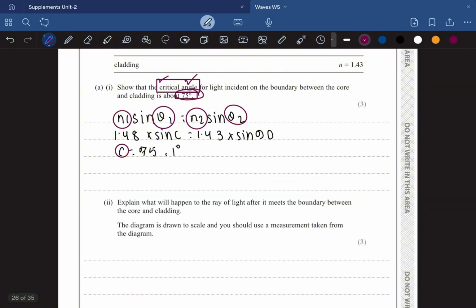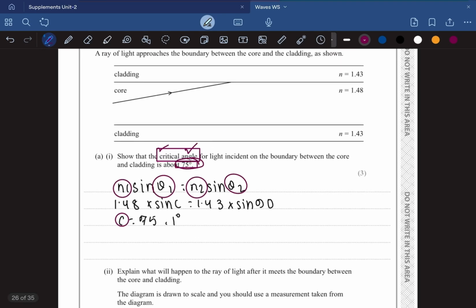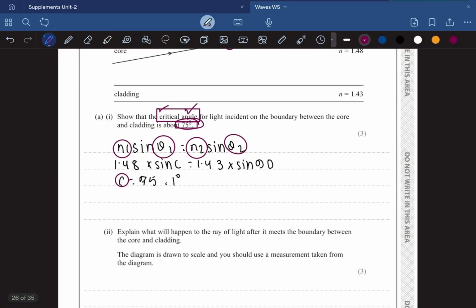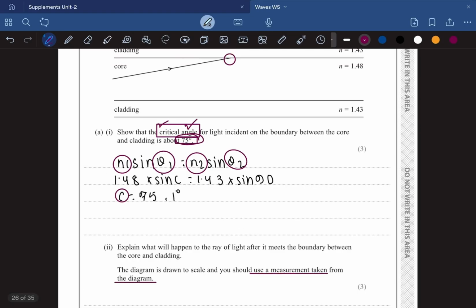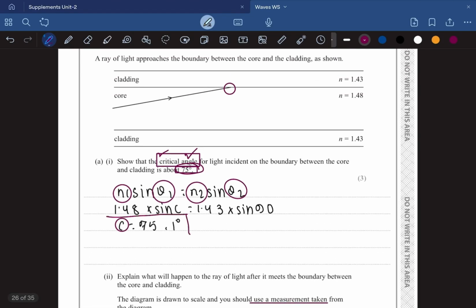In the next part it says, explain what will happen to the ray of light after it meets the boundary between the core and the cladding. The diagram is drawn to scale. You should use a measurement taken from the diagram. So we will take a measurement from the diagram, and we know the critical angle is 75.1 degrees. If the measured angle is greater than the critical angle, there will be total internal reflection. If it is smaller, then there will be some refraction, right?